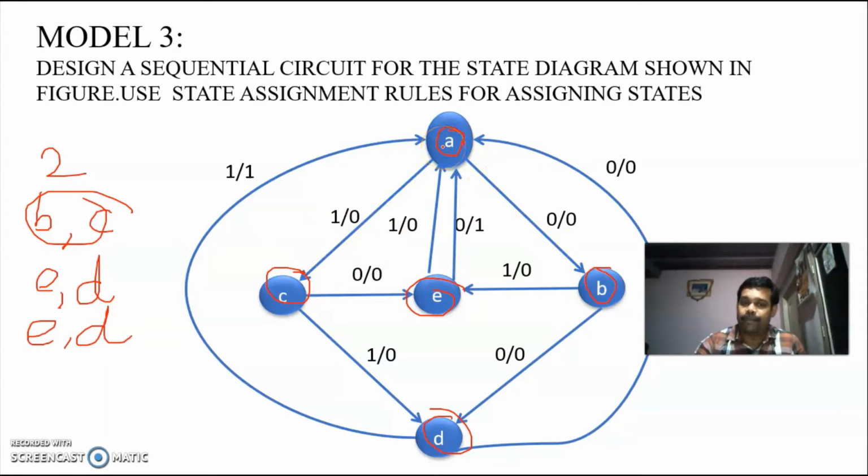Rule 1 is: if A is a state, then from which states is A a next state. Rule 2: from A, which are the next states. So we have applied rule 1 and rule 2 and we have got some conditions. Here we have 5 states in total. To represent 5, we need minimum 3 variables, and we have to draw a 3 variable K map.